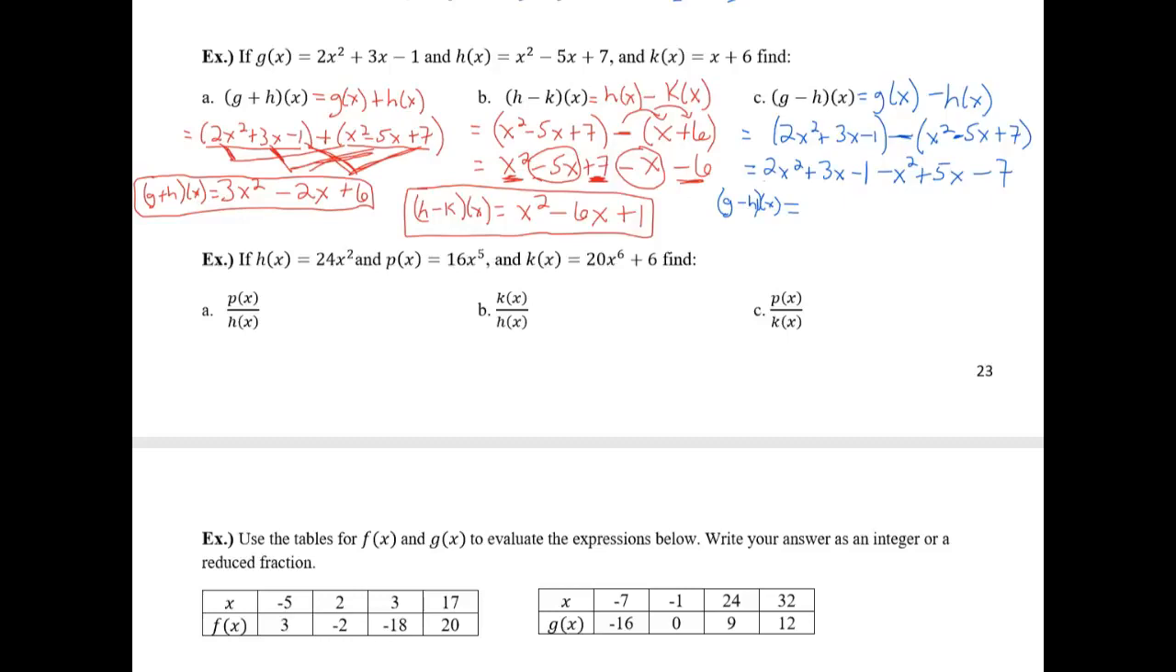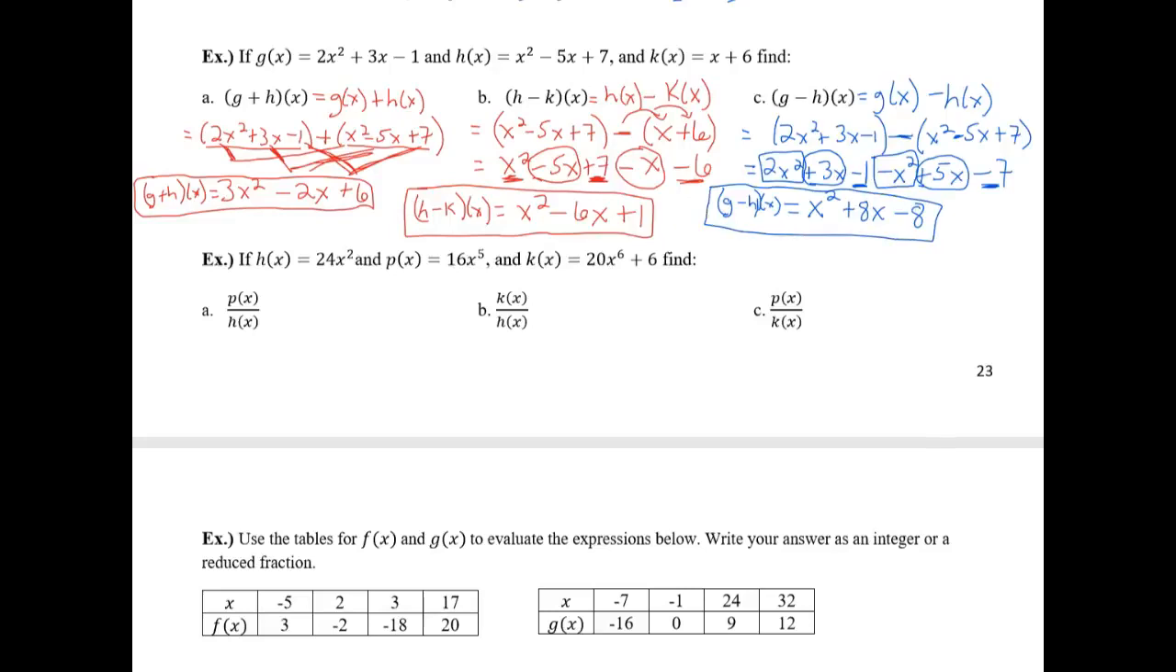G minus h of x will equal, I have an x squared term here, an x squared term there, so 2x squared minus x squared will just be 1x squared, or x squared. I have an x term here, and an x term here. 3x plus 5x will give me 8x, and then a constant and a constant. Negative 1 plus a negative 7 would be negative 8. And there's g minus h of x. That's as far as I can go.